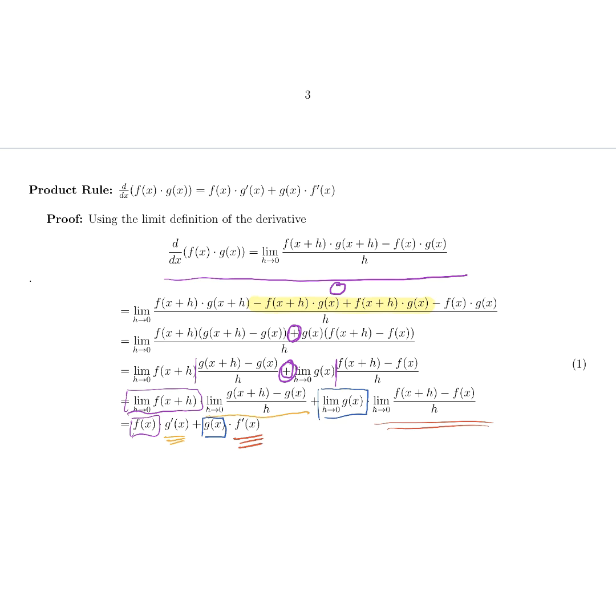Feel free to go put the product rule and quotient rule into practice in the section 2.3 activity.